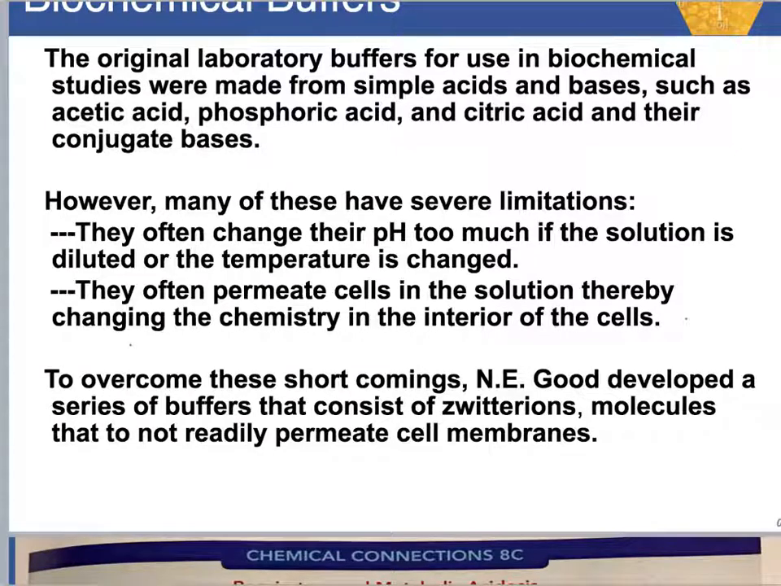So, Norman Good, who is a scientist, developed a series of buffers that consist of something called Zwitter ions, which are molecules that do not readily permeate cell membranes. So the Zwitter ions, or Zwitter ion buffers, as they're commonly called, work better because they're resistant to concentration and temperature changes. The most common synthetic buffers used today have very complicated formulas.